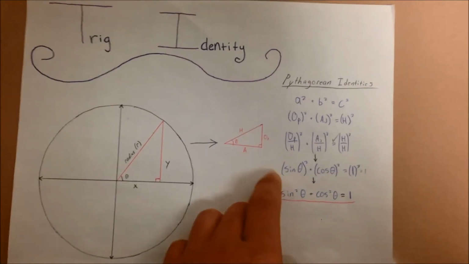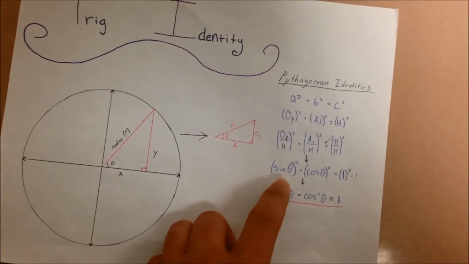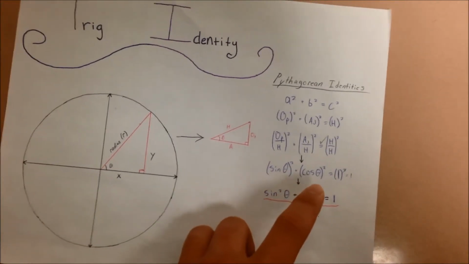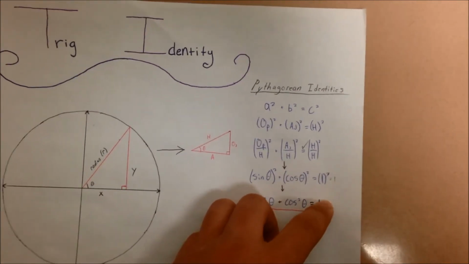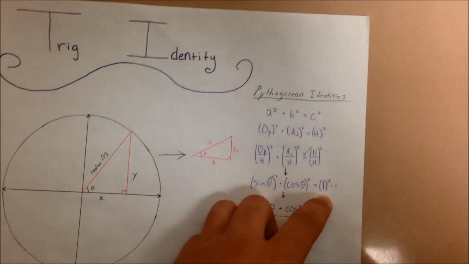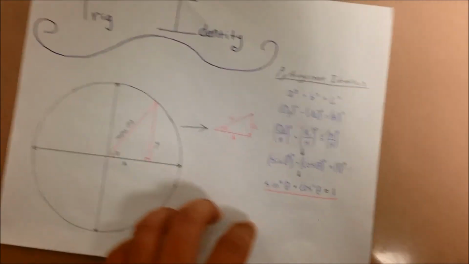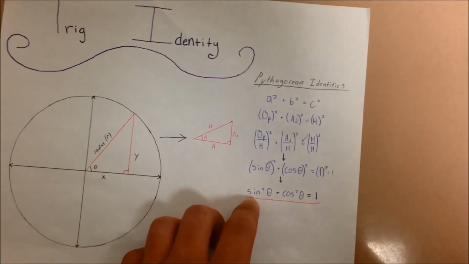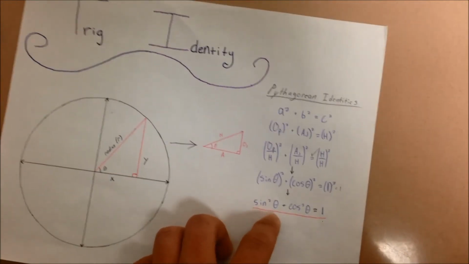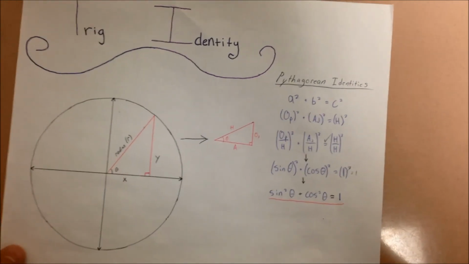And when you divide all of those by the hypotenuse, you would get sine theta squared plus cosine theta squared equals hypotenuse over hypotenuse, which is always 1, and 1 squared is 1. So these two equations are the same, which is sine squared theta plus cosine squared theta equals 1.